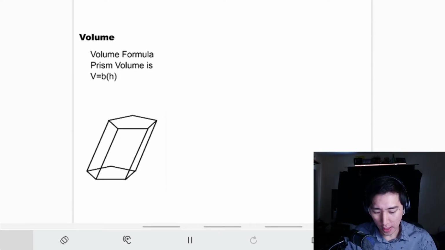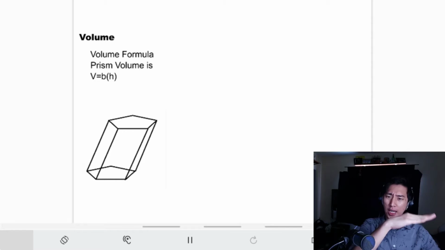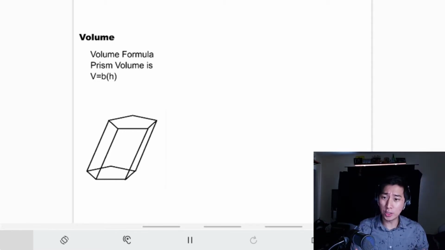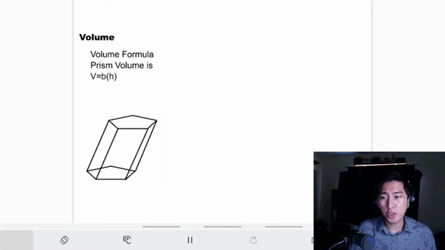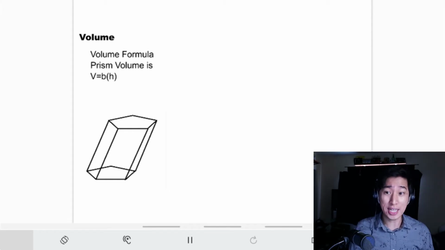Okay. Next, we're dealing with volume. And when we're looking at volume, we're saying how much stuff fits inside. The volume formula for a prism is going to be the area of the base times the height. So what you're doing basically is taking your base and stacking it up over and over until it builds up to make this prism shape. Because of that, if I know the area of the base, I just stack it over and over until I get the height. And that's going to give me how much stuff is inside of this shape.